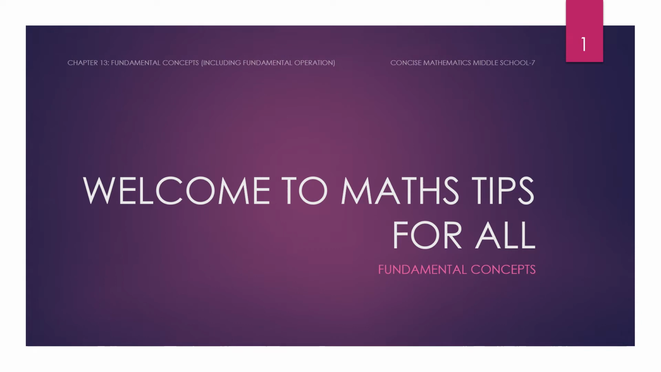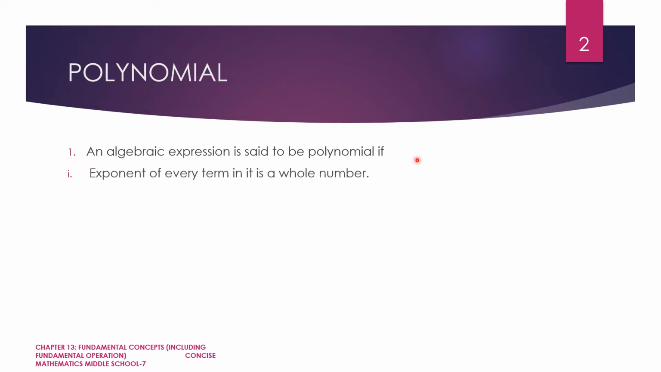Let's continue with fundamental concepts including fundamental operations, exercise 13A, part 7. Polynomial. Let's know what a polynomial is and what set of rules need to be satisfied to check whether the given statement or algebraic expression is a polynomial or not. Firstly, an algebraic expression is said to be a polynomial if it satisfies the 5 conditions. Let's know about them in detail.